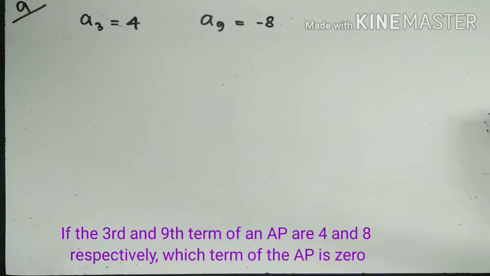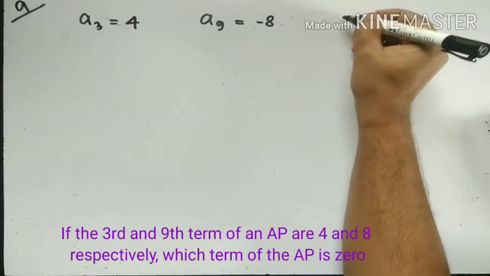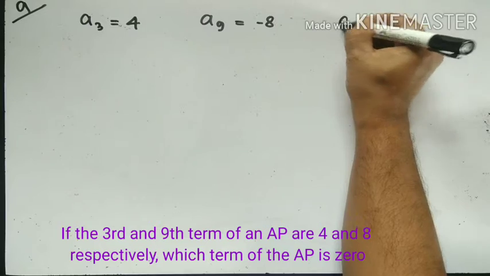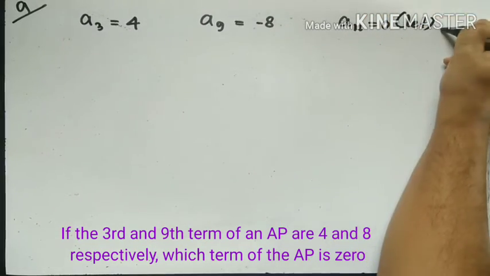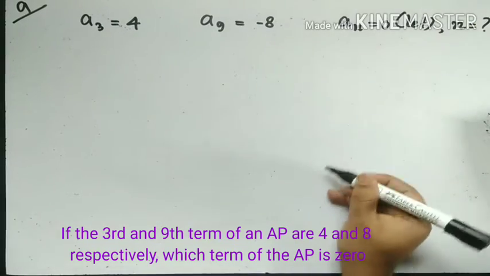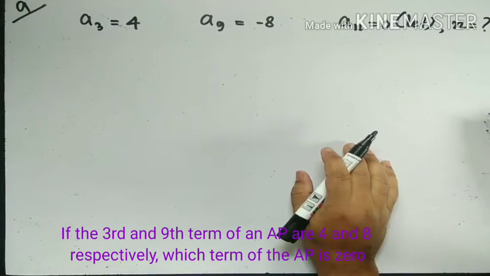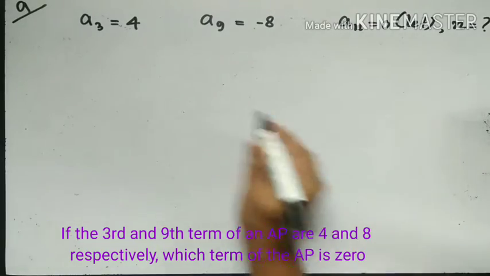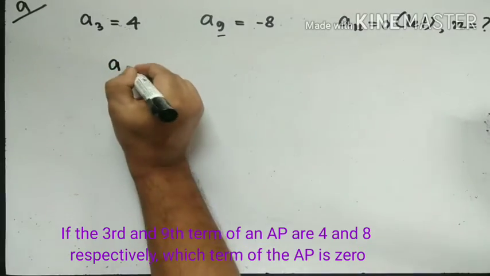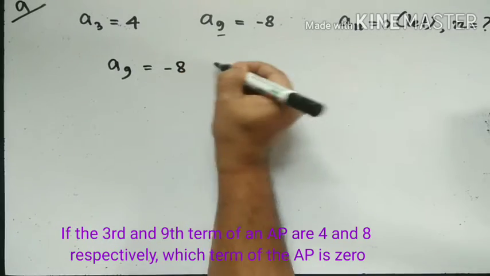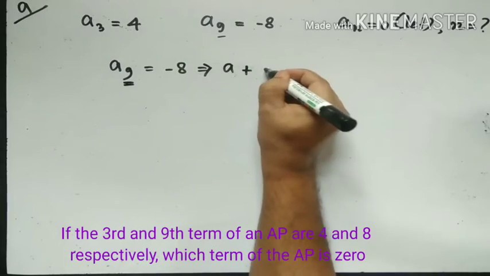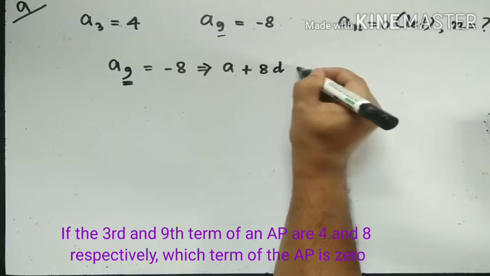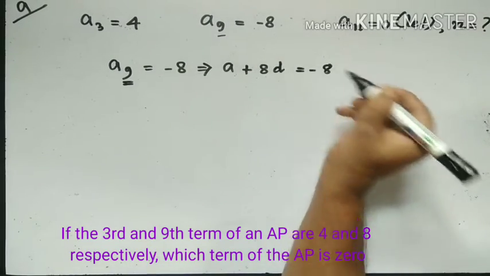Now, the question is, which term of the AP is 0? That means, which term we don't know, we have to find out. Let An equal 0. So, we have to find n. That means, some term will be 0 in this particular AP. Now, we'll do from this. Here, A9 is given minus 8. So, what is A9? That means, if here is 9, you have to write here 8D. So A plus 8D equal to minus 8.